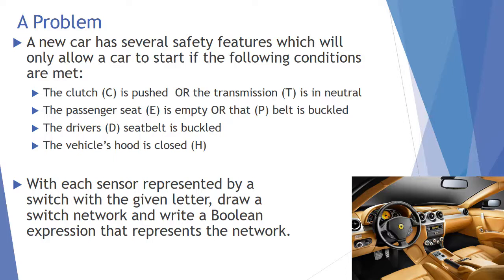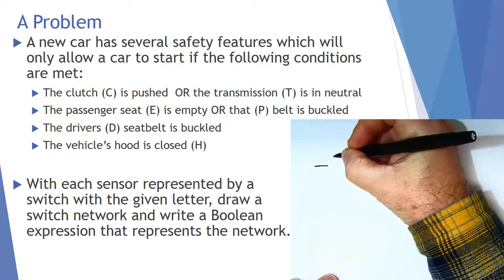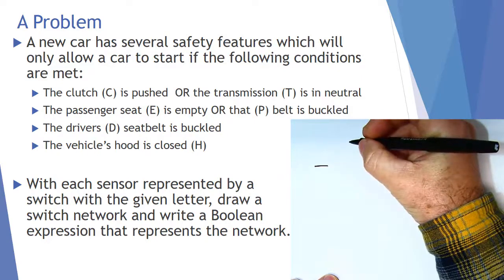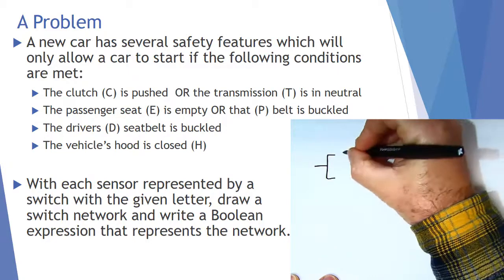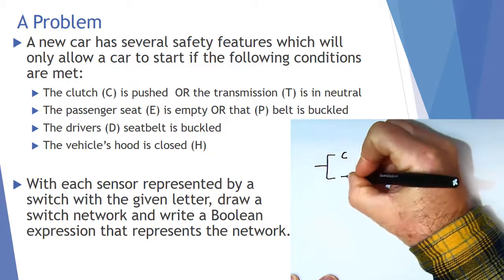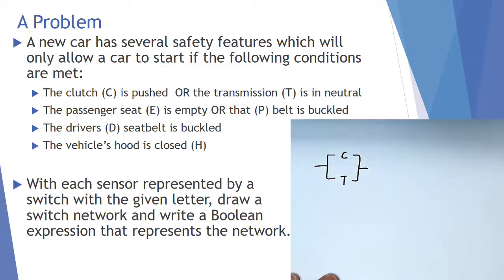Let's suppose that each sensor is represented by a switch with the letters I've given there, and draw a network that would represent these criteria and the Boolean expression that correlates to the network. Okay, well, here we go. First of all, our first criteria is that the clutch has to be pushed in. That would be if it's a manual transmission, or if it's an automatic, it has to be in neutral. So that's an or statement, so we can either have the clutch in or the transmission in neutral. So that's the first thing that has to happen.